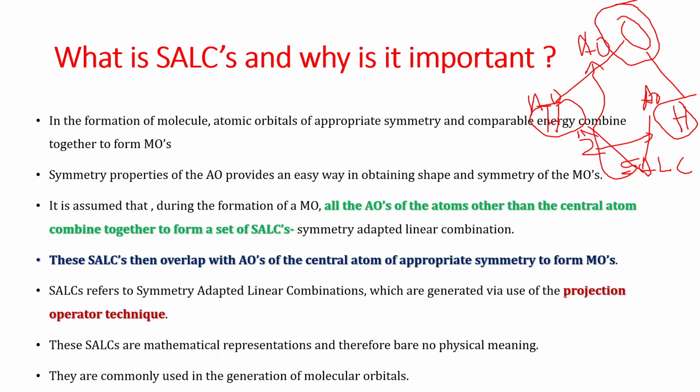First, the atoms other than the central atom, their AOs combine together to form SALC, and the SALC indeed, what will they do? They will overlap with the AOs of the central atom, which has the appropriate symmetry, shape and energy, and they will form the MOs. That is what is happening.